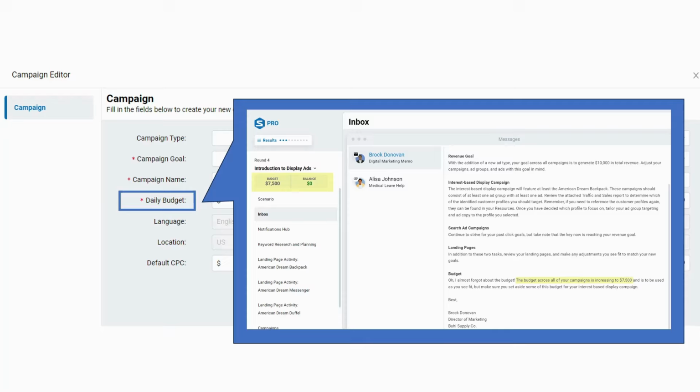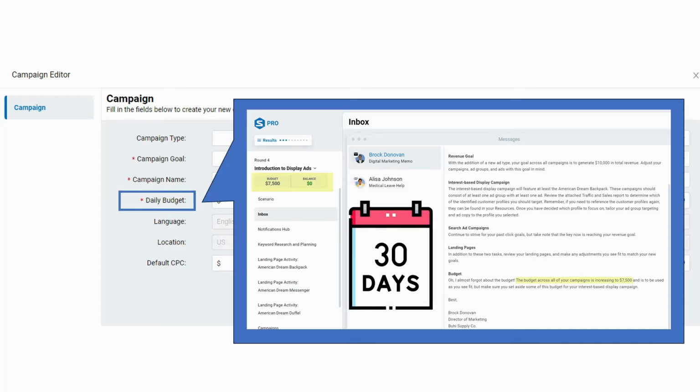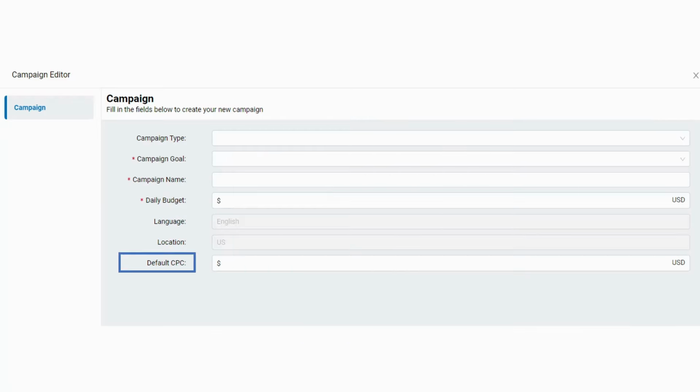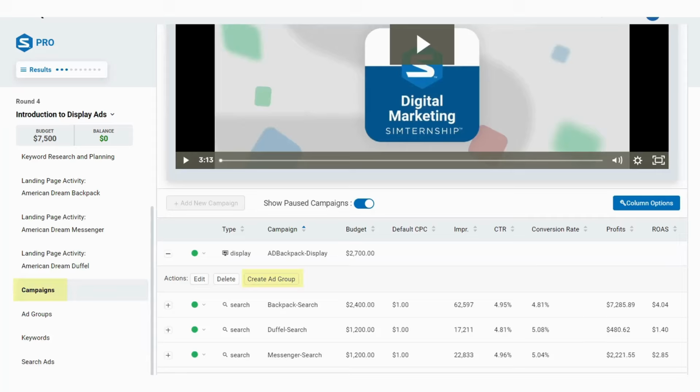When determining your daily budget, just remember that there are typically 30 days in a month. So divide the total budget that you want per campaign by 30 to get your daily budget. For your default CPC, you can leave this blank because you'll want to choose a CPC for each ad group based on some calculations, which we will be covering later in this video. Now, remember that you can always create your ad groups at the campaign level by clicking the little plus button to expand it and then clicking Create Ad Group.